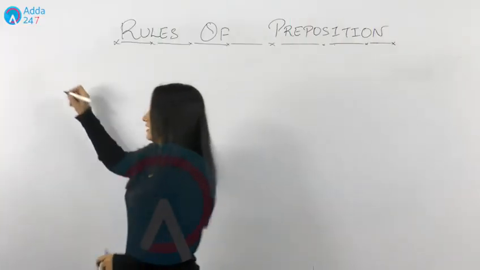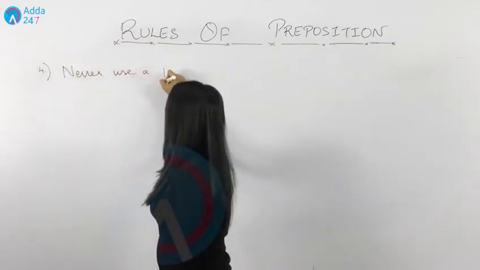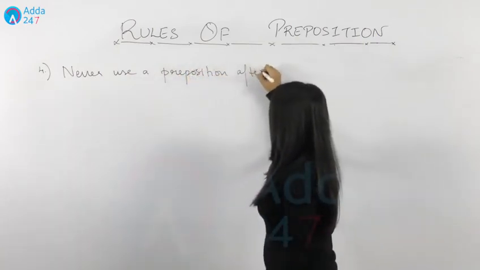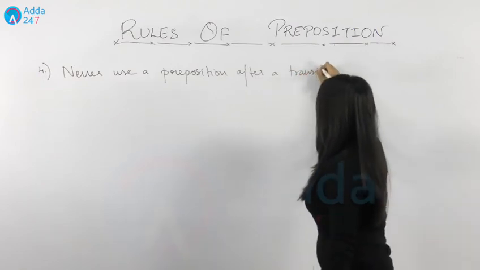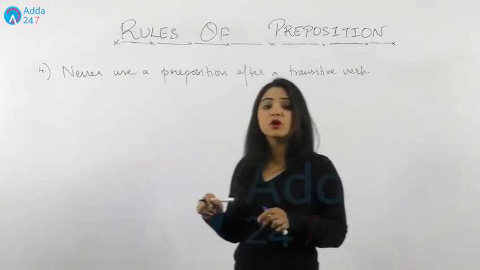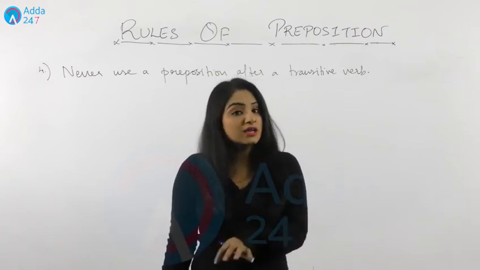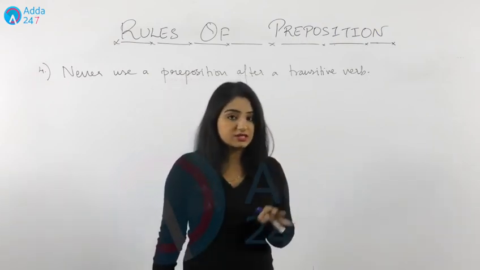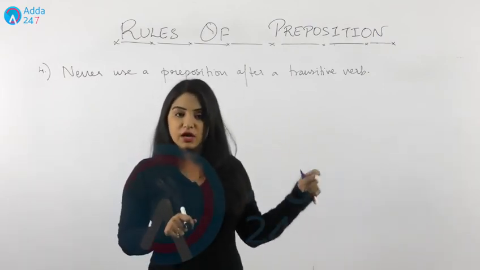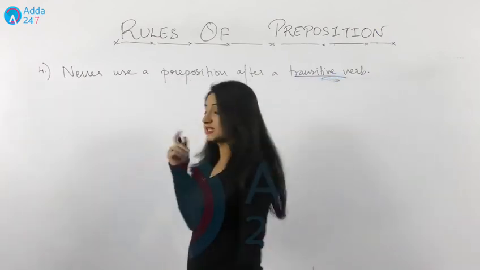Now the fourth rule that we have says never use a preposition after a transitive verb. Now see, I have already told you about transitive verbs, that transitive verbs are the verbs that follow an object with them. And if we have an object, the action performed by the subject affects the object, and if you place a preposition there, it will not be affected. So whenever we have a transitive verb, we cannot write a preposition with it. And what are these transitive verbs? We can take some examples.